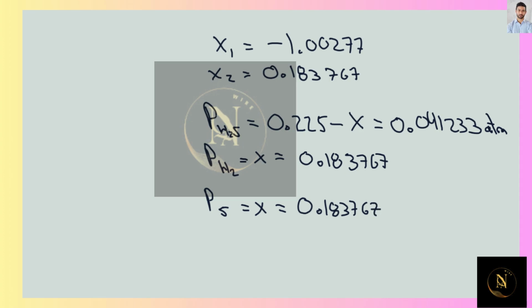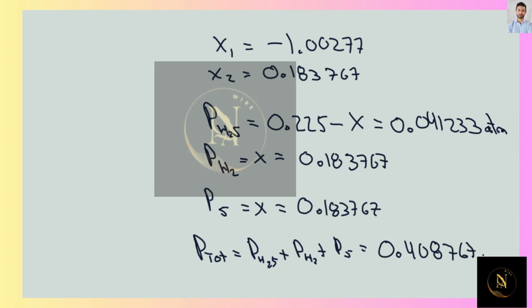So the total pressure that we're going to have in our container is the sum of all of these pressures, pressure of H2S plus pressure of H2 plus pressure of sulfur, and gives us 0.408767 atmospheres.